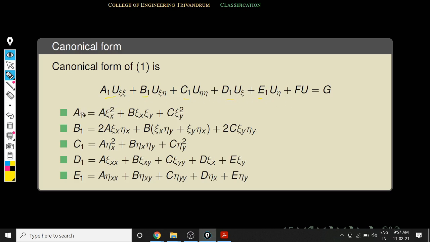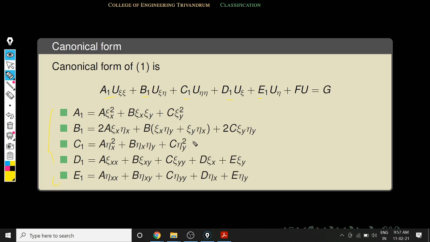Okay, then this is A1. A1 is A into psi x square plus B into psi x psi y plus C into psi y square, etc. Similarly B1, C1, D1, E1, like this. So you learn these formulas by heart: A1, B1, C1, D1, E1. Otherwise, you have to find all the partial derivatives using the chain rule and substitute and simplify. I think it's a very lengthy process, and there is a chance of error. So better you learn this formula by heart.